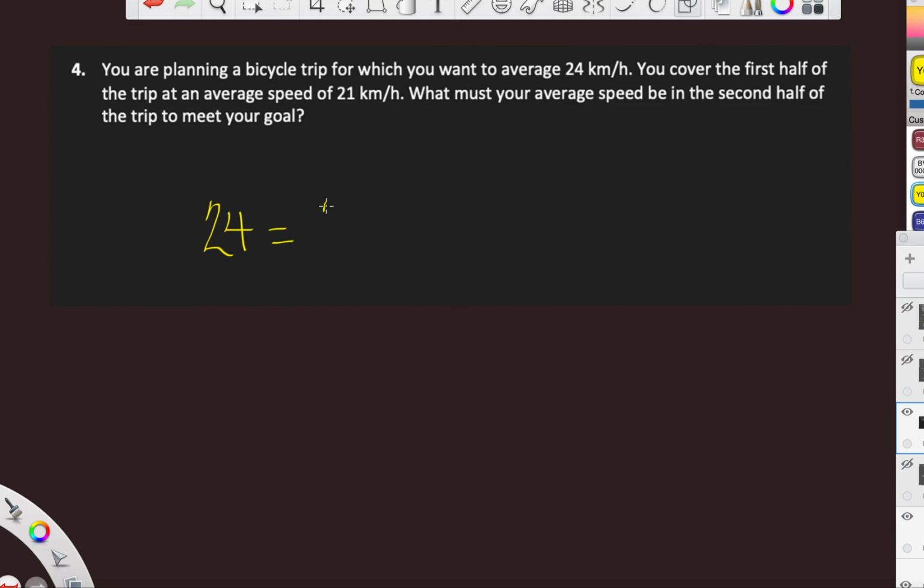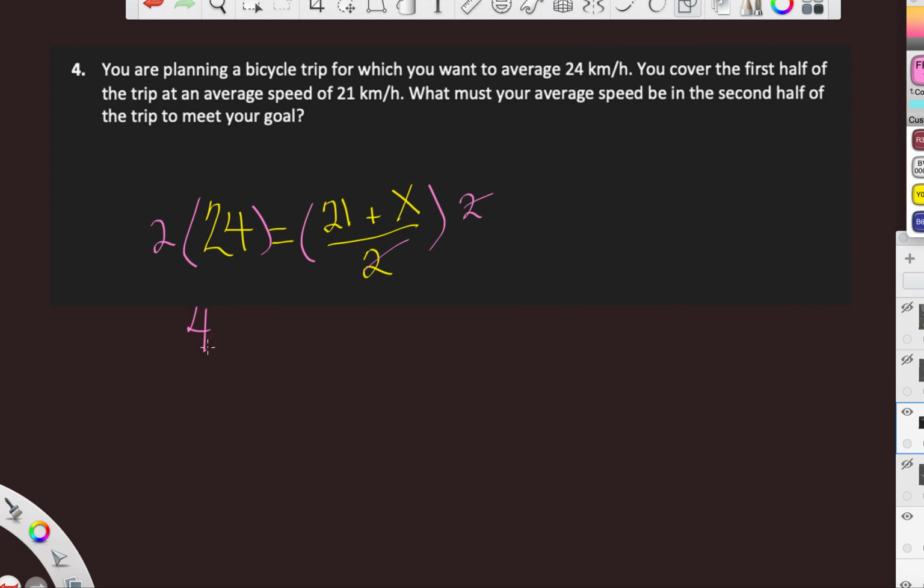My first half is 21 kilometers an hour. My second half, I don't know, divided by 2, right? Because that's how you find your average. Well, how do I solve this? Well, we just go ahead and multiply by 2, because we want to get rid of that fraction. That cancels with this, that cancels with this.